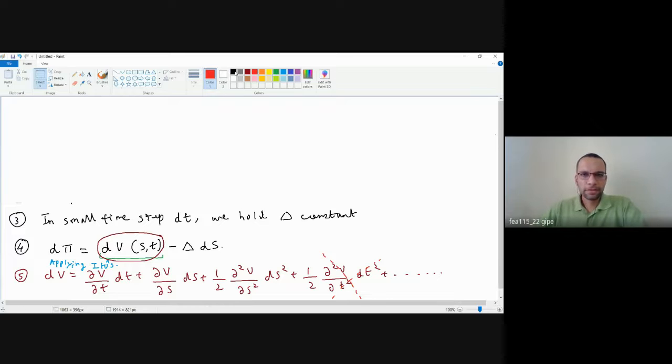So step number 6. Let me see how dS square looks. We have a square plus b square plus 2ab. I'm sorry, multiply.